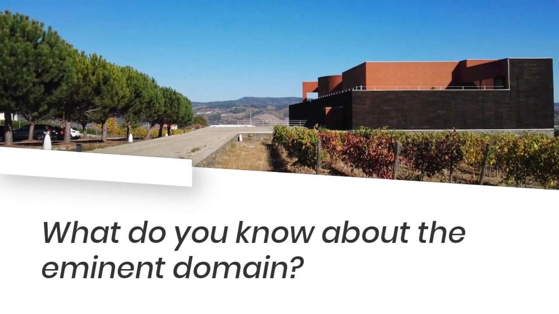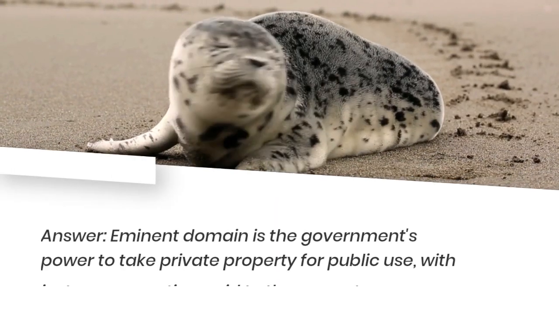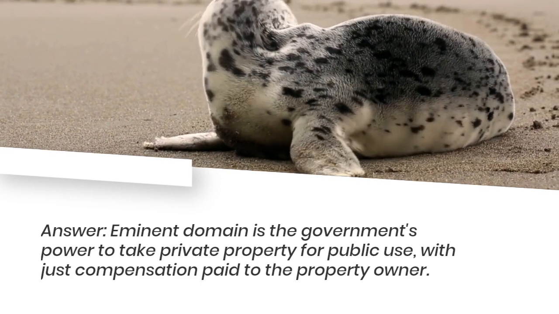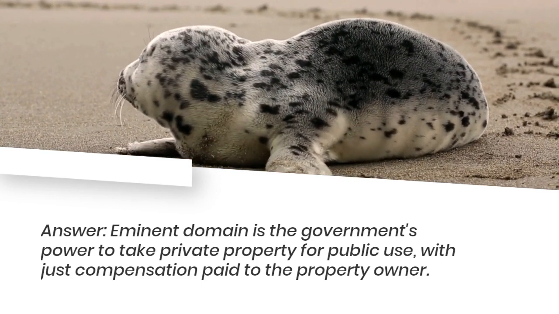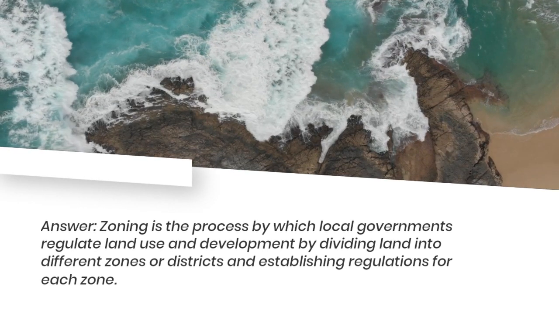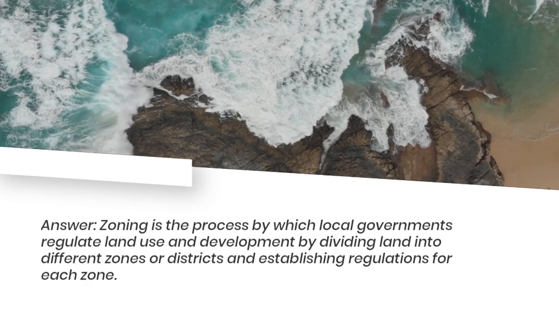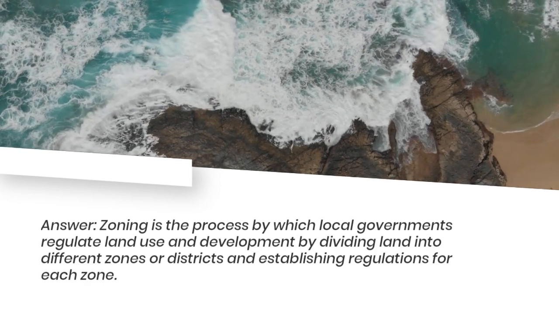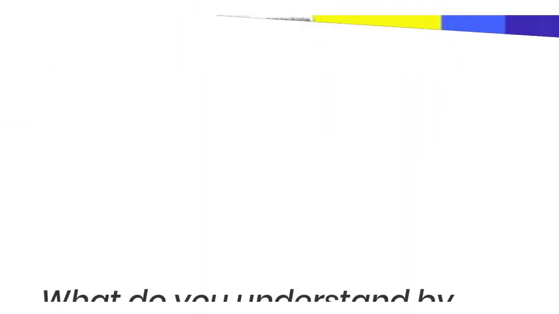What do you know about eminent domain? Answer: eminent domain is the government's power to take private property for public use, with just compensation paid to the property owner. What can you answer when asked about zoning? Answer: zoning is the process by which local governments regulate land use and development by dividing land into different zones or districts and establishing regulations for each zone.